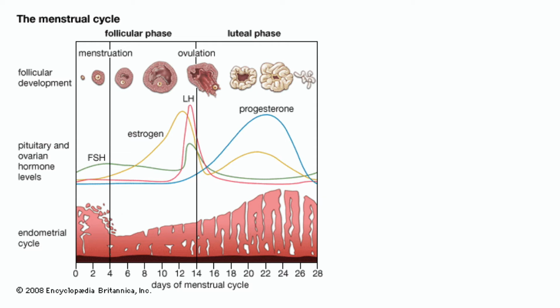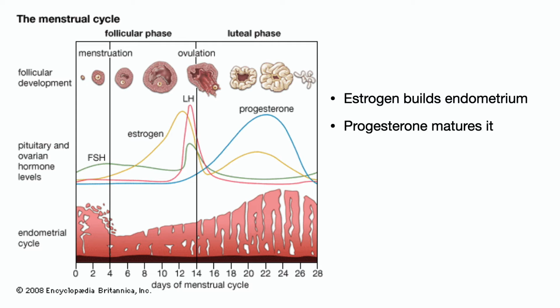Now, there's just a couple more things you need to know. The first is that estrogen is what builds up the endometrium. That's why the follicular phase is also called the proliferative phase, because the estrogen is driving the proliferation of the lining of the uterus. Progesterone is what matures the lining and makes it really secretory and rich in blood vessels and just ready to pick up an egg, all right? And then the withdrawal of progesterone is what kills the endometrium and causes menstruation.